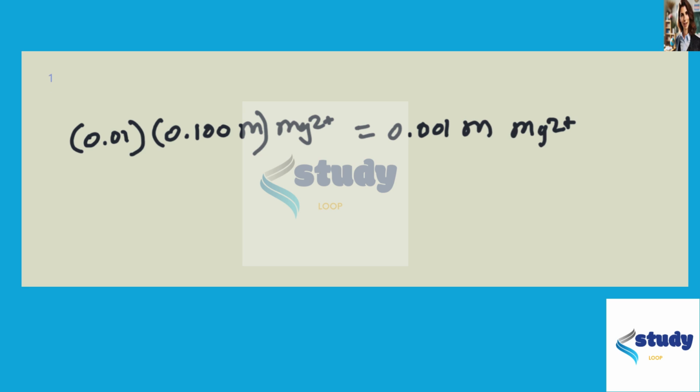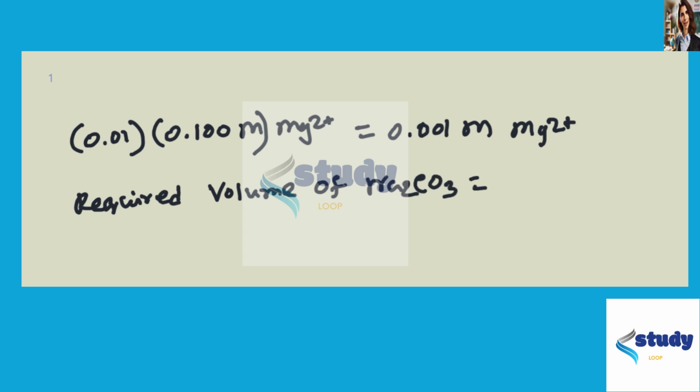Now if we let the required volume of sodium carbonate to add be x liter, then the total volume after the addition of sodium carbonate will be, so we had 1 liter magnesium nitrate. That means 1 plus x liter will be the total volume.